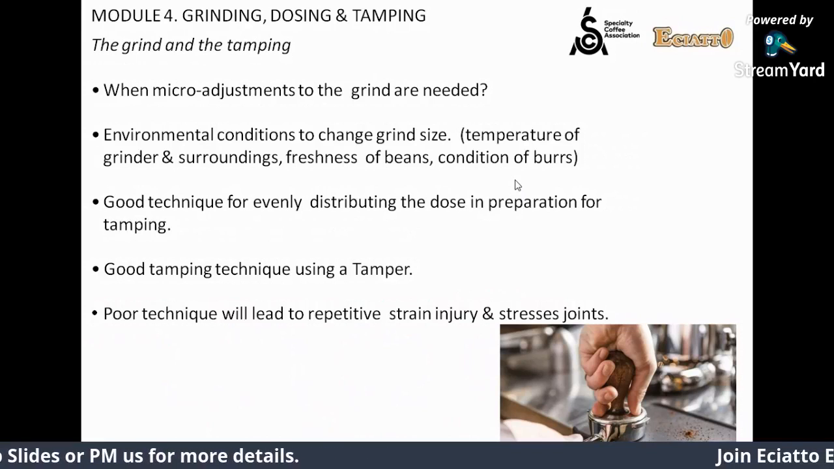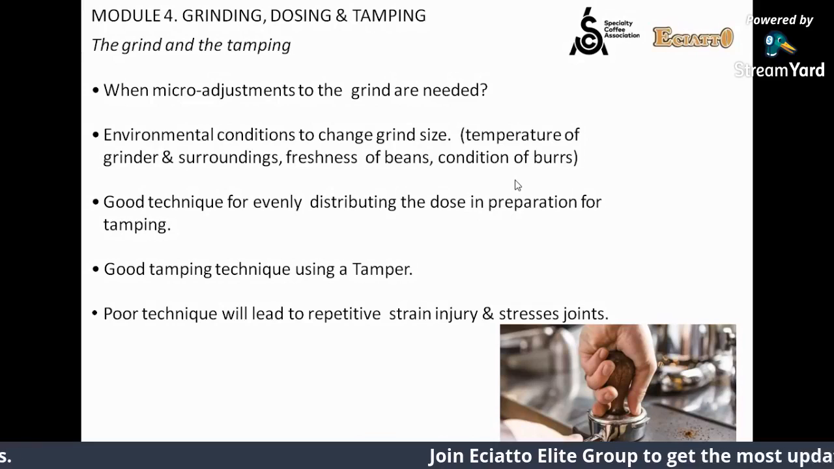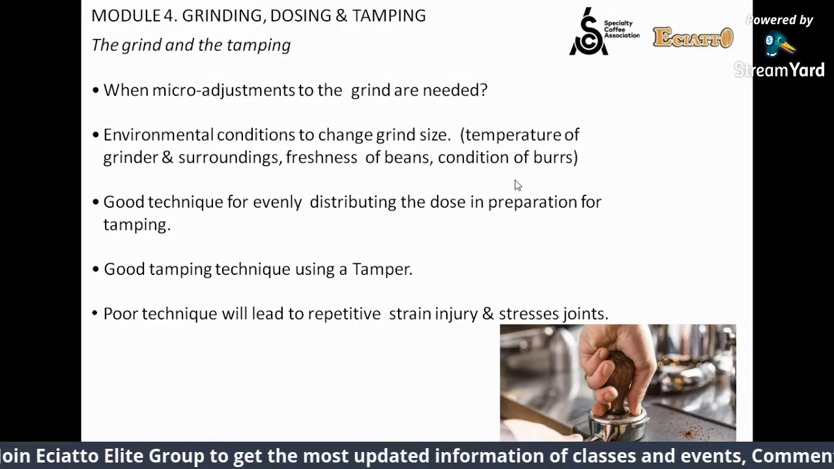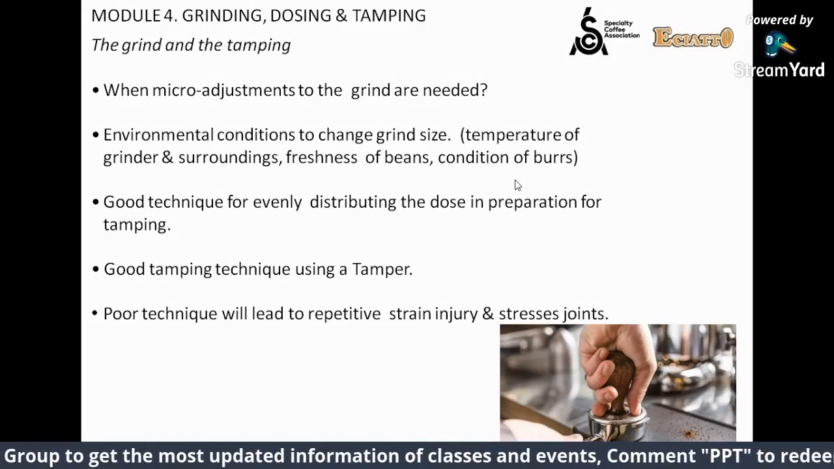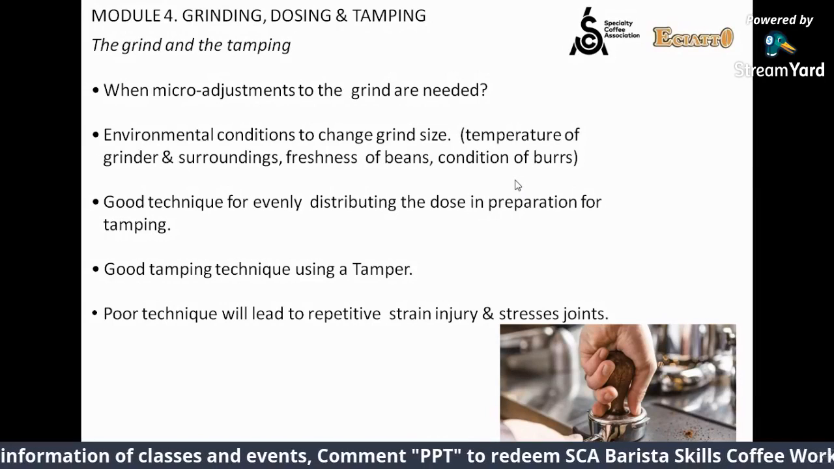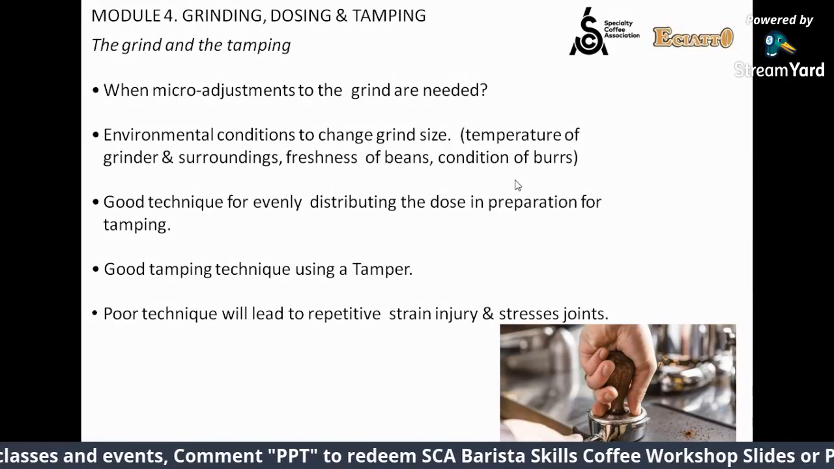I know some of the baristas skip this part, or they don't take too much concern on tamping, because tamping actually helps a lot with extraction. And of course, the tamper also. The tamper is the thing that we use to tamp our coffee.